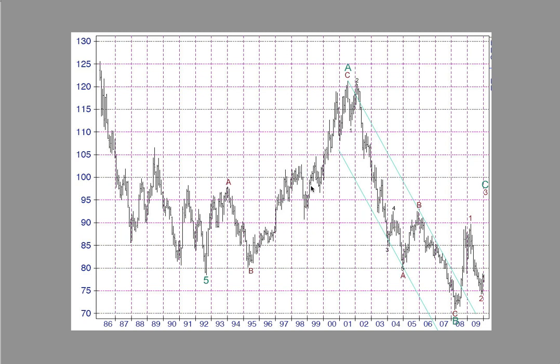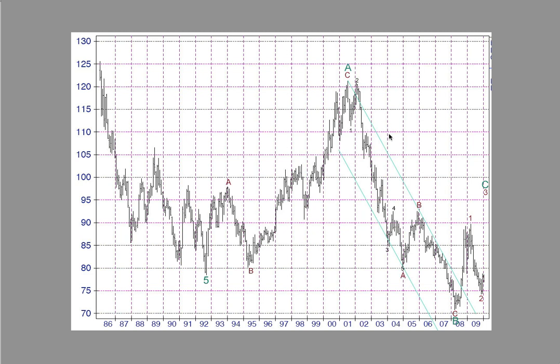A 3-wave move for cycle degree A from 1992 to 2001, followed by a 3-wave move nicely contained in trend lines for B, a breakout of the trend line indicating the next wave is underway, and cycle degree wave C should be a clean 5 waves up that should take the dollar comfortably above the high of A, which was about 122. Because this is an expanded flat correction where B reaches below the start of A, we can reasonably expect a C wave that will be a long, strong C wave and move beyond the end of A.